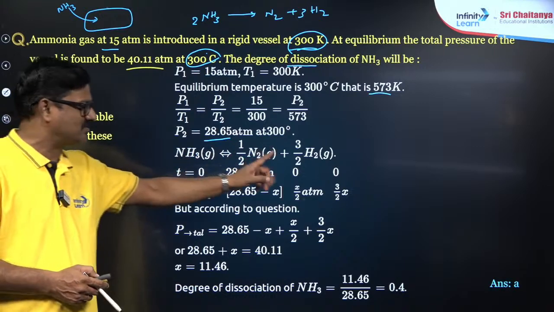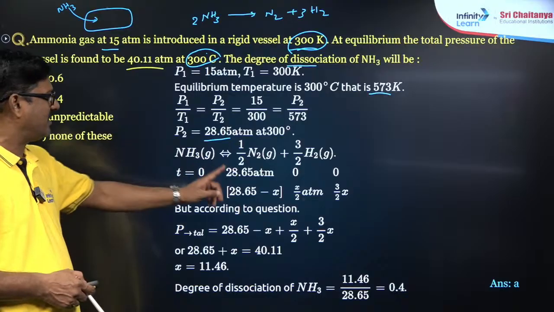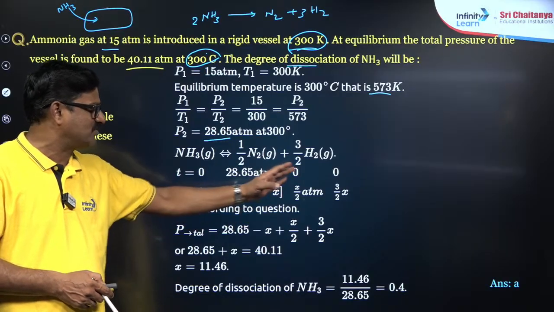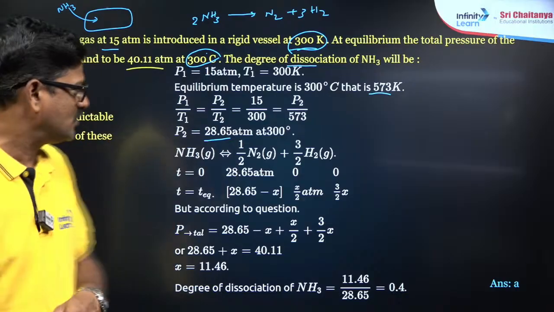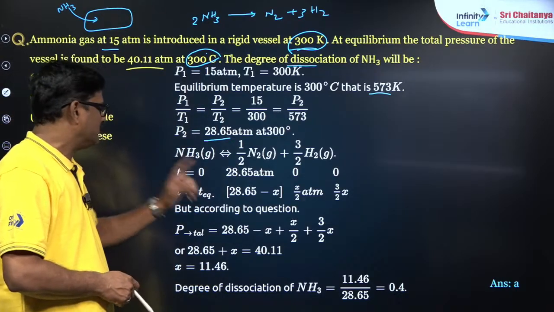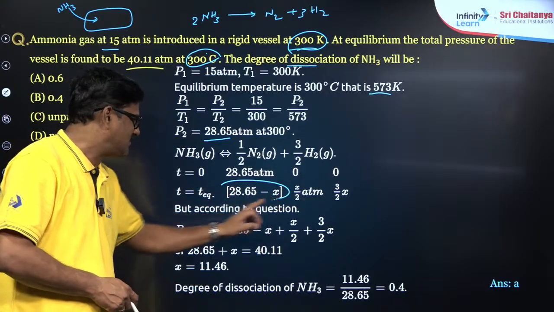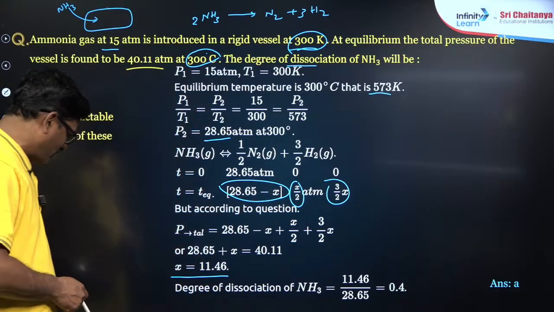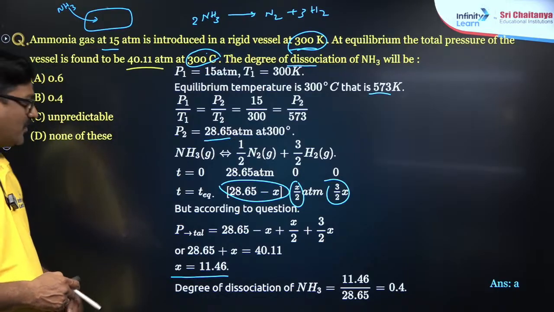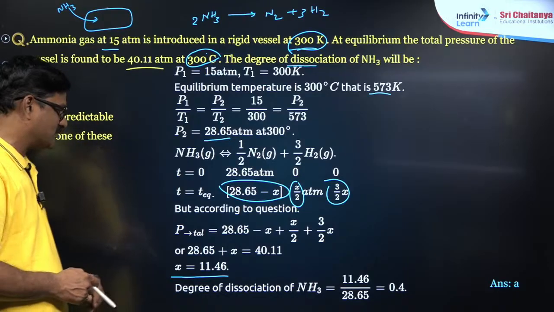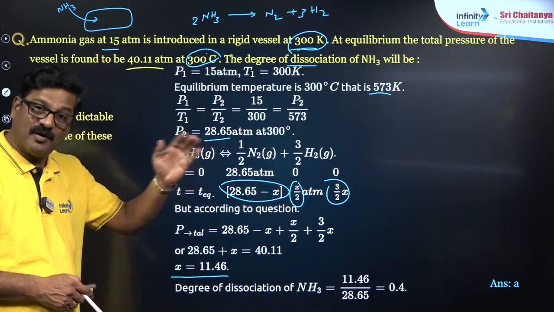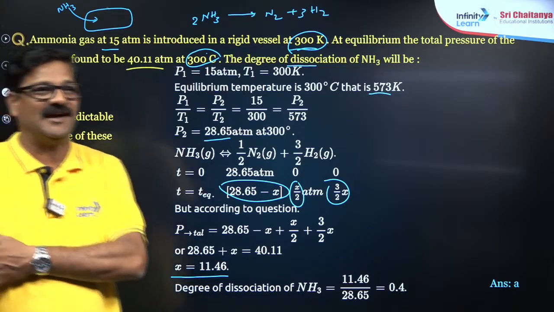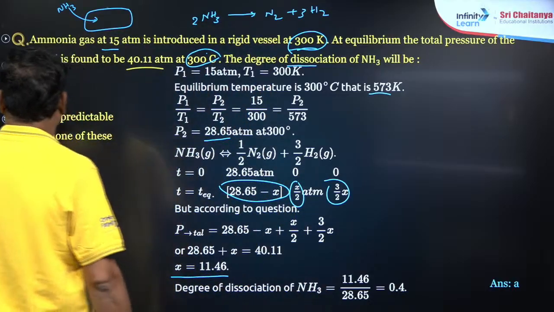NH3 dissociates to give N2 plus H2. Initially it was 28.65, and at equilibrium it is 28.65 minus x, x by 2 and 3x by 2. So directly put P total equal to this plus this plus this. On solving, you are going to get x equal to 11.46, and the degree of dissociation is going to be 11.46 upon the initial pressure, which is 0.4, that is 40%. Again it is going to be 40%, 0.4.